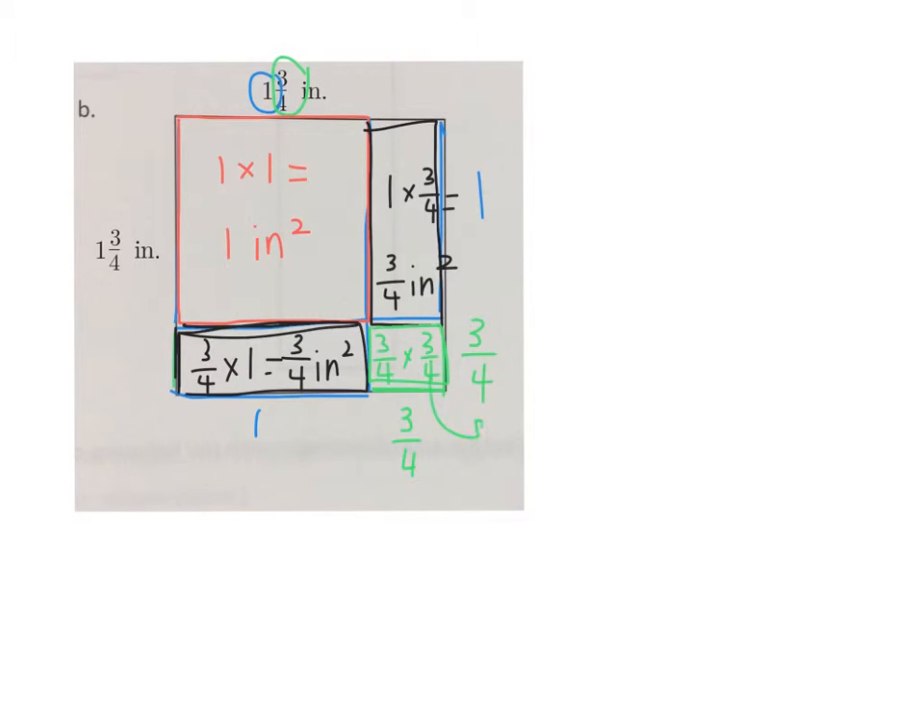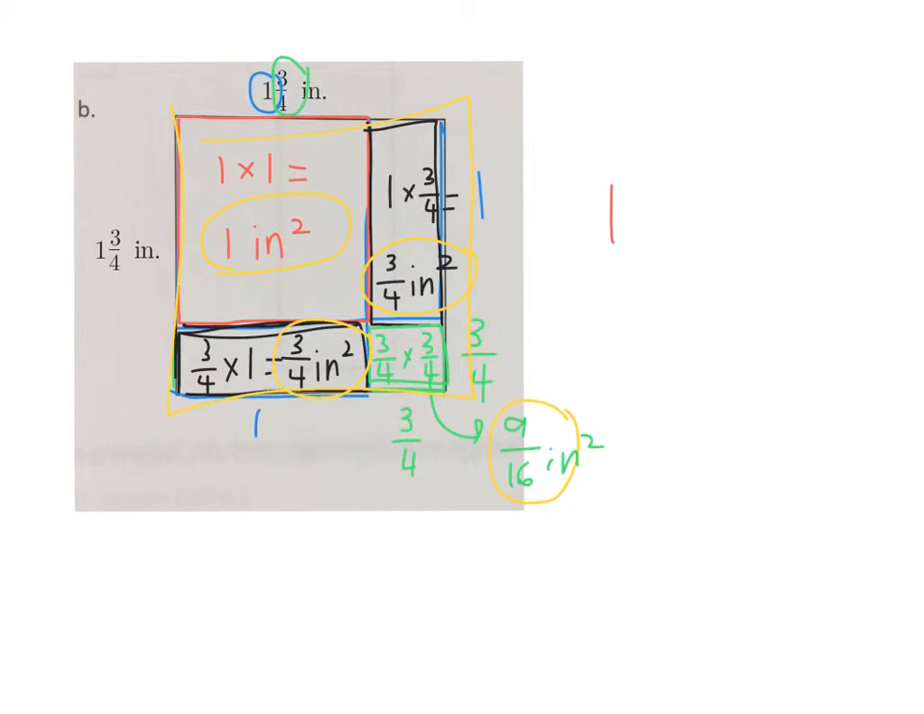Good. I'm going to write it over here. Equals 9/16. Don't forget how to multiply fractions, right? We multiply the numerators and we multiply the denominators. Don't get confused. Okay, now how do I find the entire area of the entire rectangle? Well, I have to add up my partial products. 1 plus 3/4 plus 3/4 plus 9/16 square inches, right? Go ahead and do that.